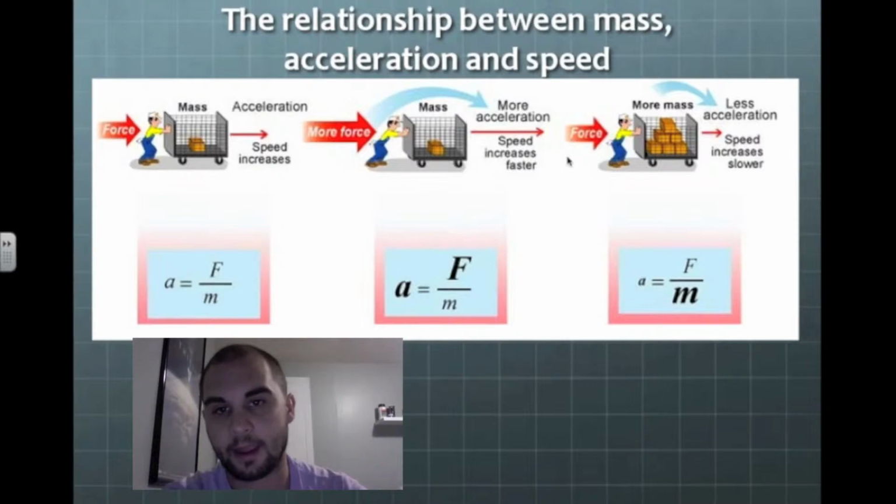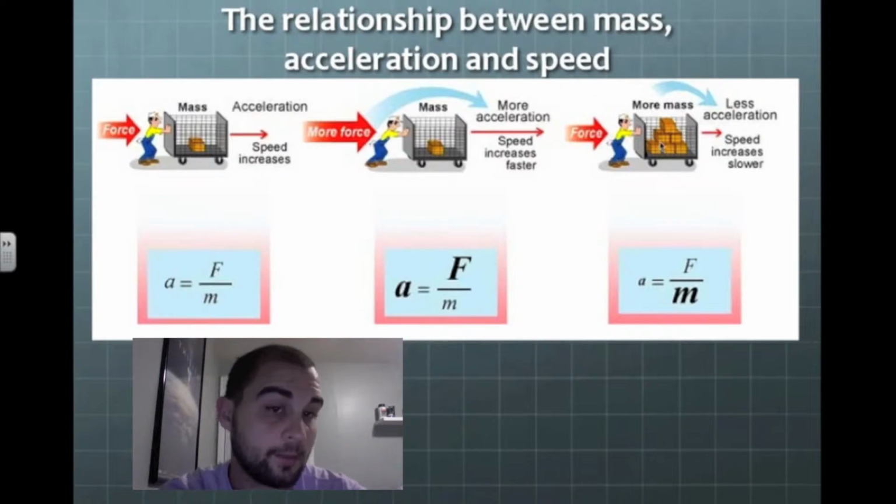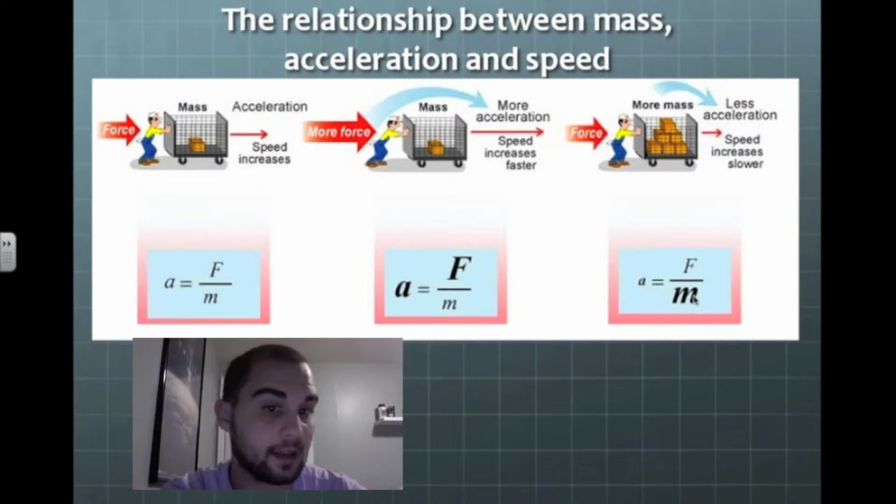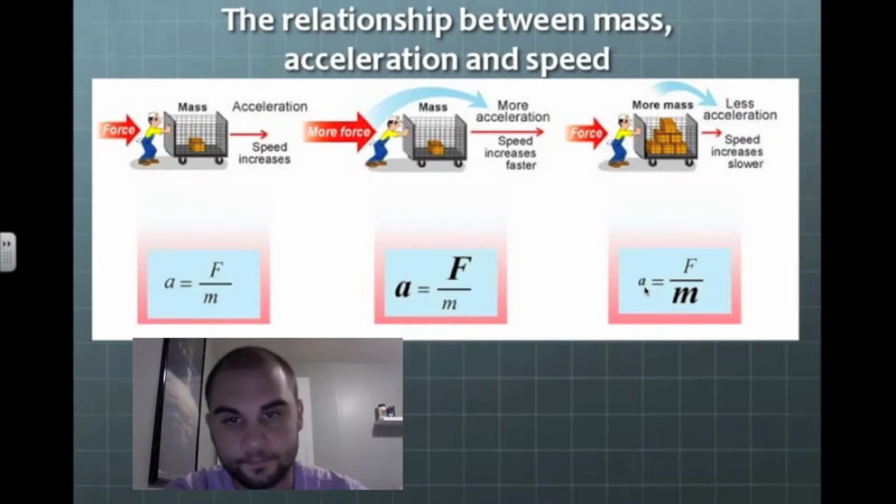If we keep that guy from the very first time, but we give him more boxes, right, and add more mass, then he's going to lose acceleration, okay, because mass is tied to acceleration. The greater your mass, the smaller your acceleration. So that's how they're all tied together in examples of that.